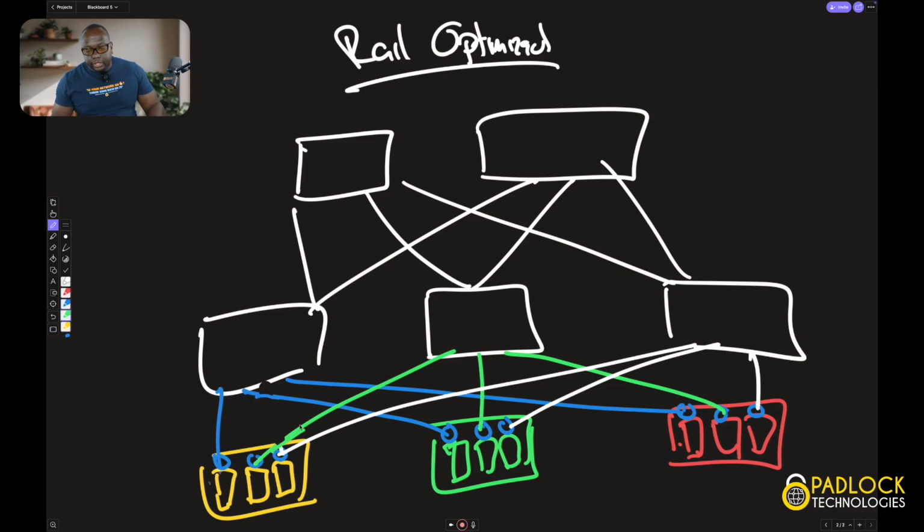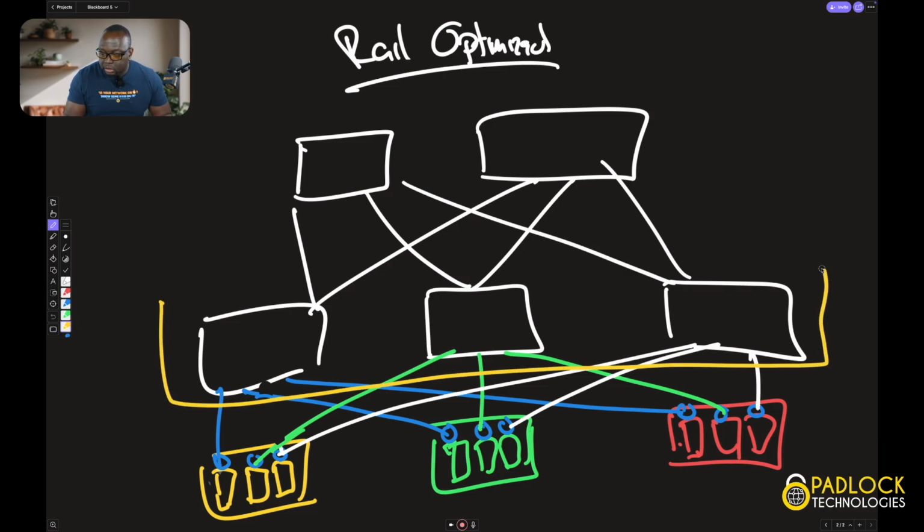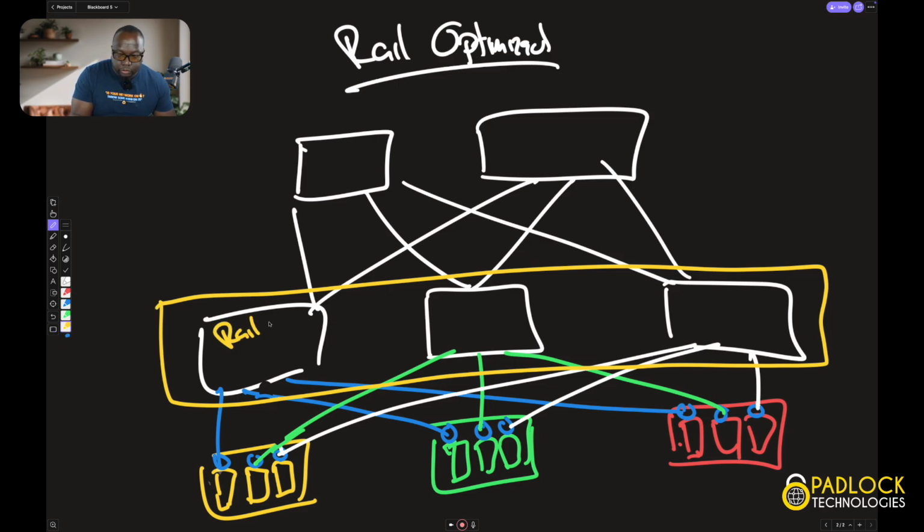Okay. So as you can see here, this is a rail optimized design. And what they call rails is this here. This would technically be rail switches. Usually I just call them rails. This is rail 1, rail 2, rail 3. Okay, still a leaf switch. They just call them rails in rail optimized.